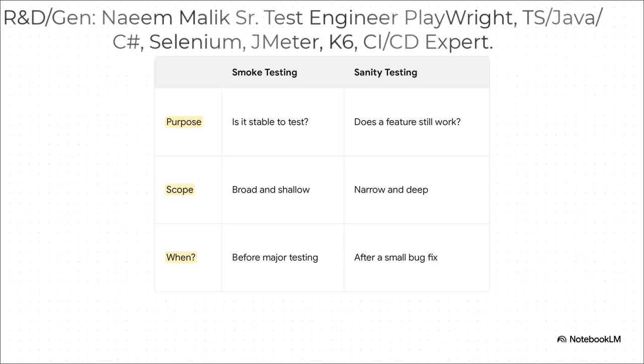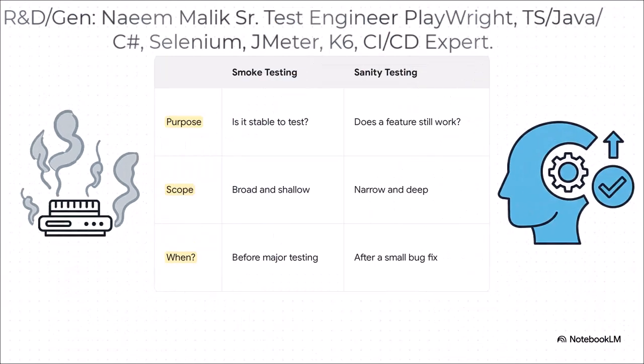Now, these two sound similar and often get mixed up, so let's clear it up. A smoke test is a quick, wide-ranging check. It's like asking, does the application even start up without catching fire? You do it before you waste time on any deep testing. A sanity test, on the other hand, is narrow and deep. It happens after a small bug fix, just to make sure that one specific thing is now working correctly.